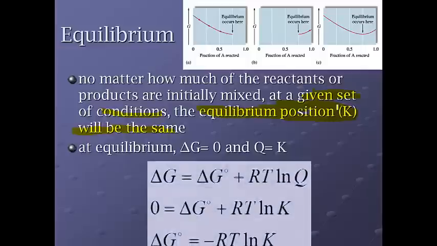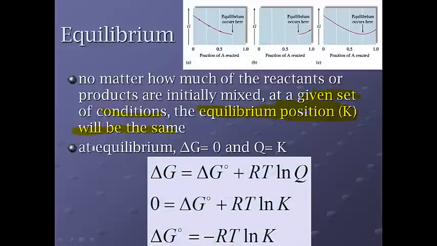So at equilibrium, and we've used this before when we were talking about finding boiling points and melting points, delta G is equal to 0 and Q is equal to K.